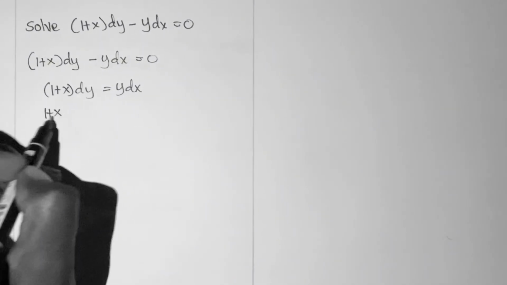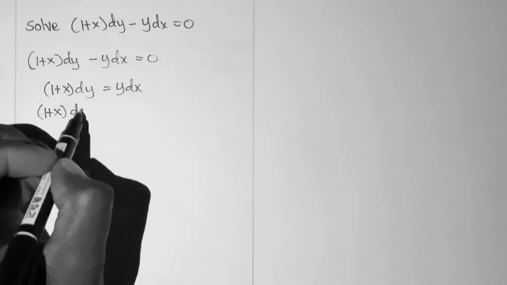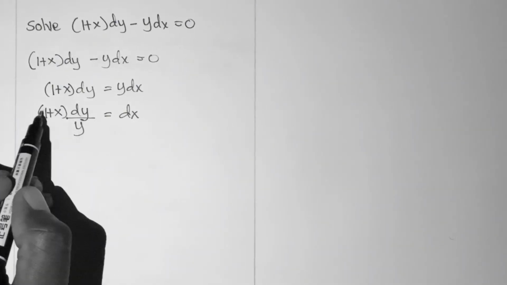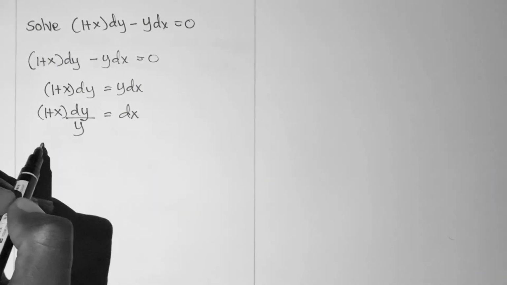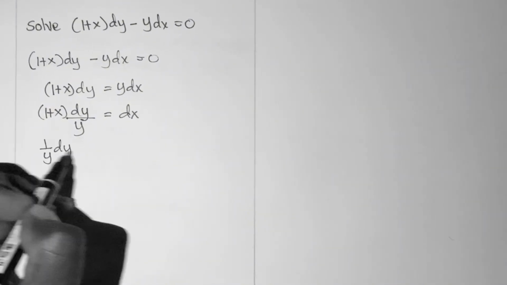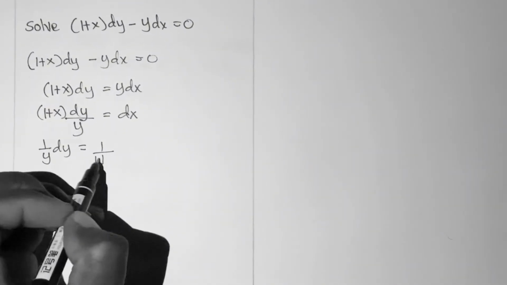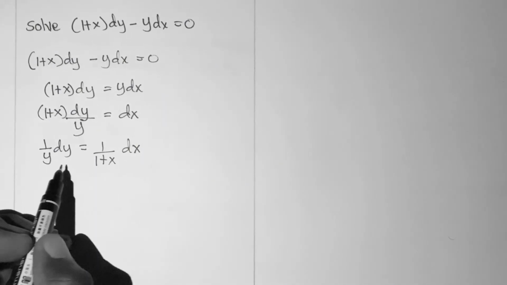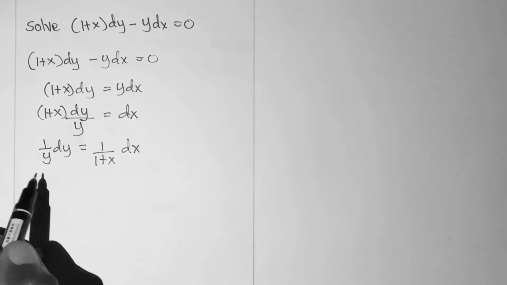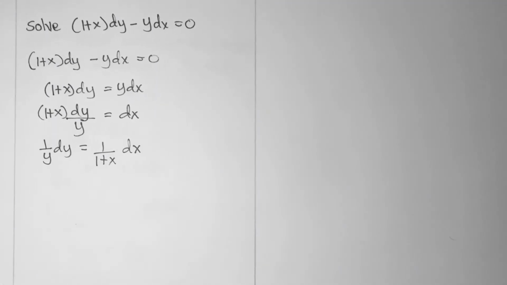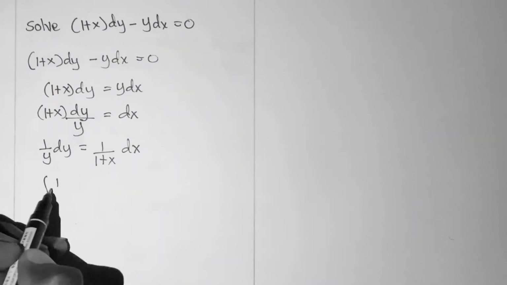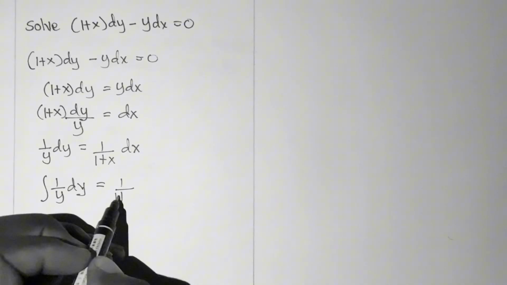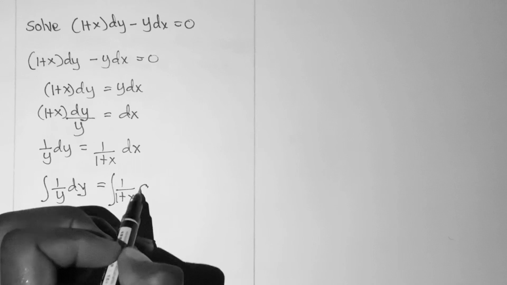So (1 + x) dy divided by y is equal to dx. Then in this case we can divide through by 1 + x. So here it becomes 1 over y dy equals 1 over 1 + x dx. Now, having gotten the equation in this form, we are able to separate the variables. So at this point, we can go ahead and integrate. So it becomes the integral of 1 over y dy equals the integral of 1 over 1 + x dx.